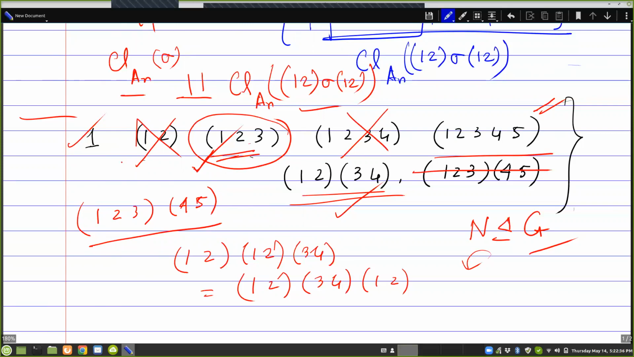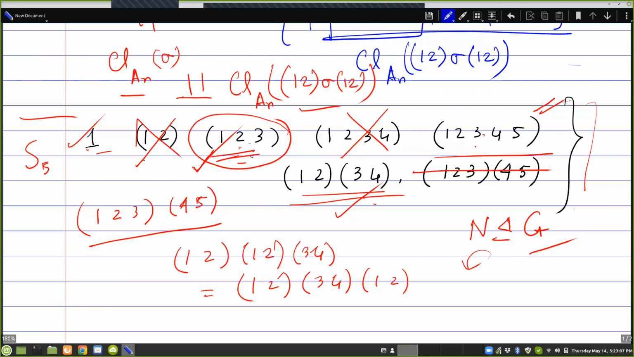So in S5, these are the representatives of distinct conjugacy classes. We immediately check that only four of them, which are represented by this and that, this and that, are allowed to be inside A5.